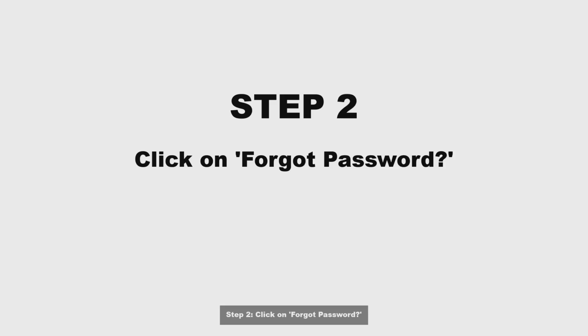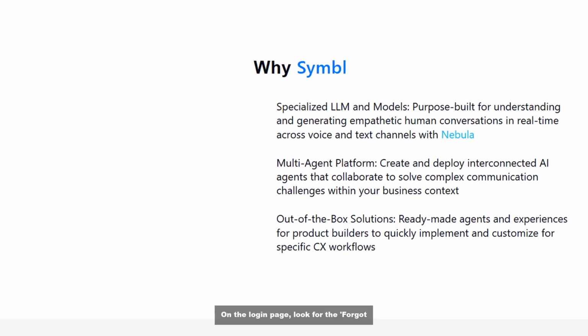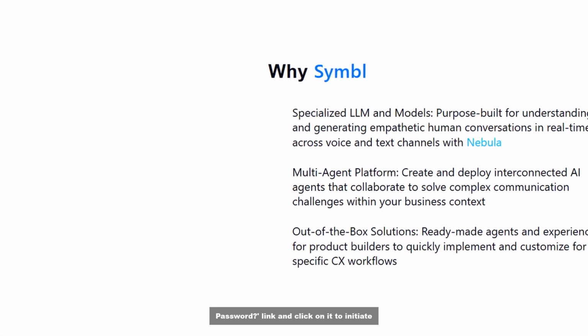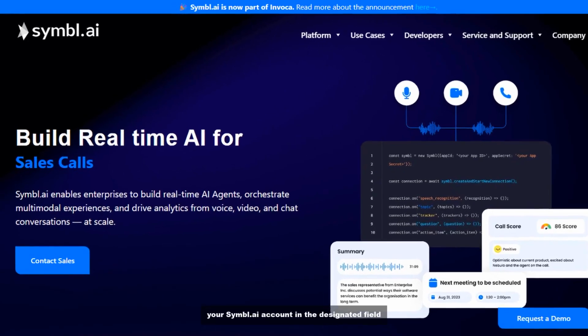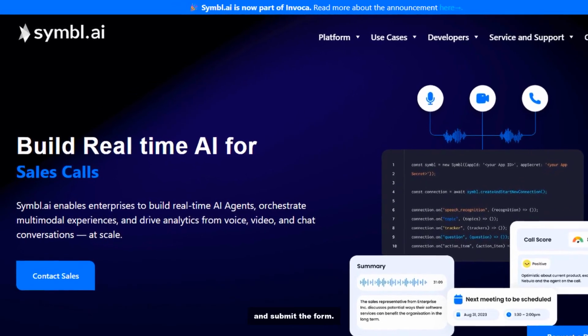Step 2. Click on Forgot Password. On the login page, look for the Forgot Password link and click on it to initiate the password reset process. Step 3. Enter your email address. Provide the email address associated with your Symbl.ai account in the designated field and submit the form.